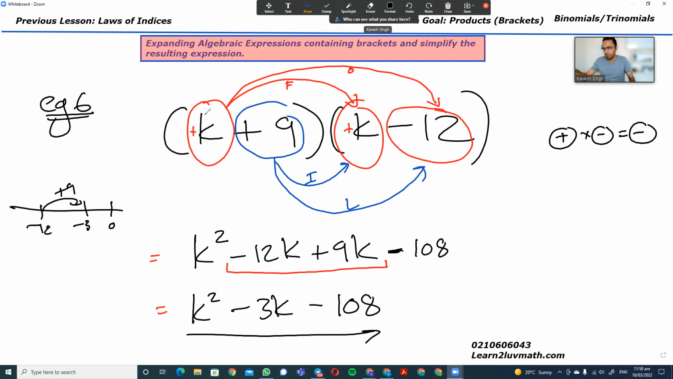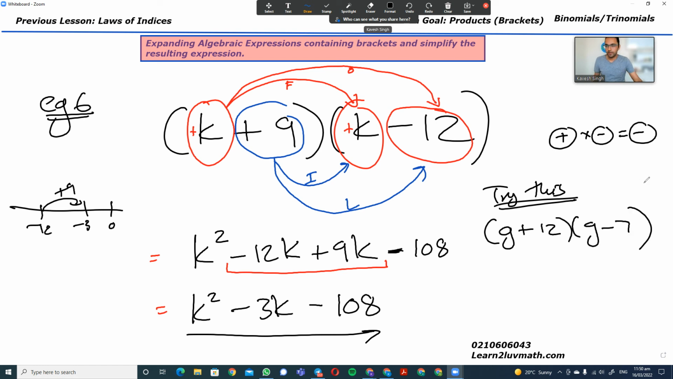So I take the first term, multiply it by both terms, take the second term of the first bracket, multiply it by both terms of the second bracket. So go ahead and try this example now. Suppose you have g plus 12 multiplied by g minus 7. Okay, press pause and try it.